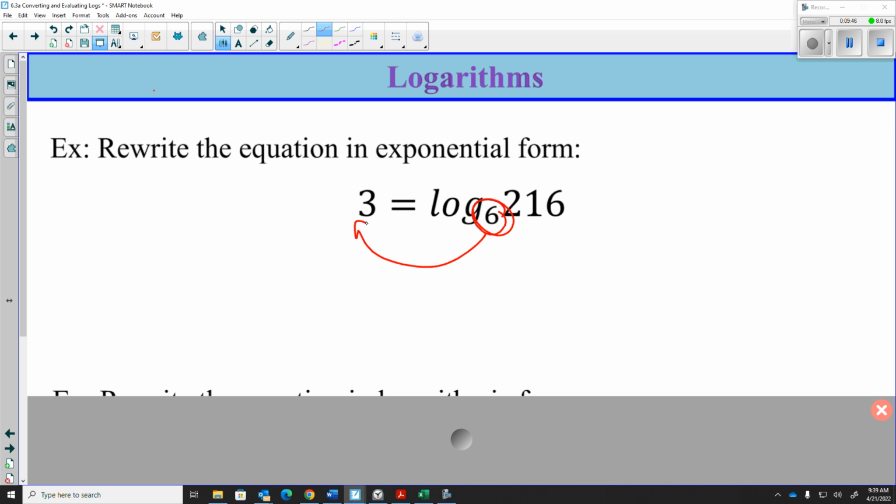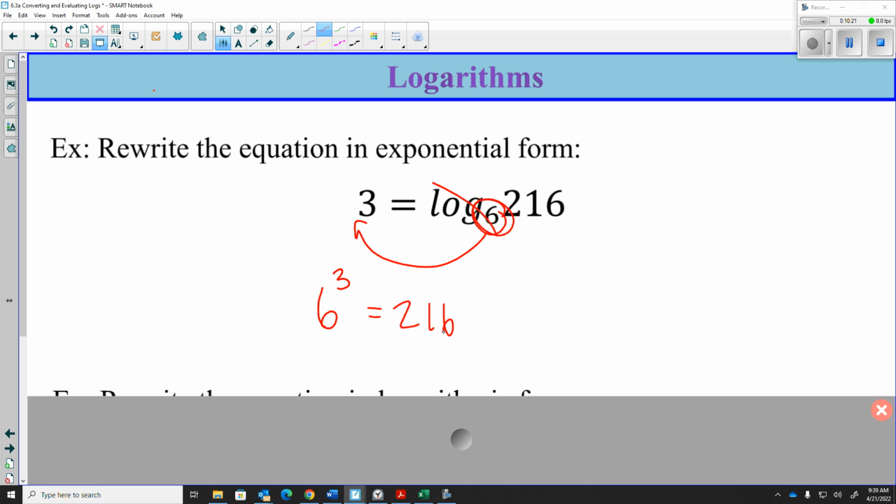So here's how I think about it. I take the base, I move it over here. It's like I'm jamming it up underneath the 3. So now it's 6 to the 3rd power. The log is gone now because I moved it. It's not a log anymore. So what's left over? 216. 6 to the third power is 216, okay? Did that make a little bit of sense? Teeny bit. It's just a matter of moving numbers back and forth.